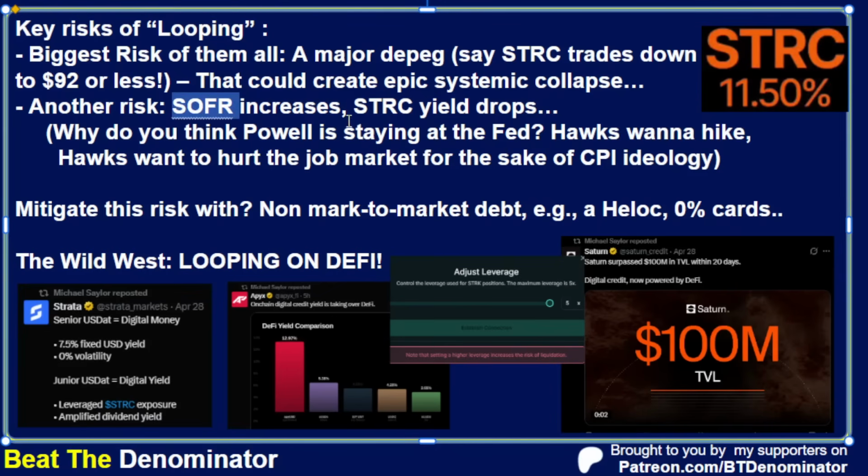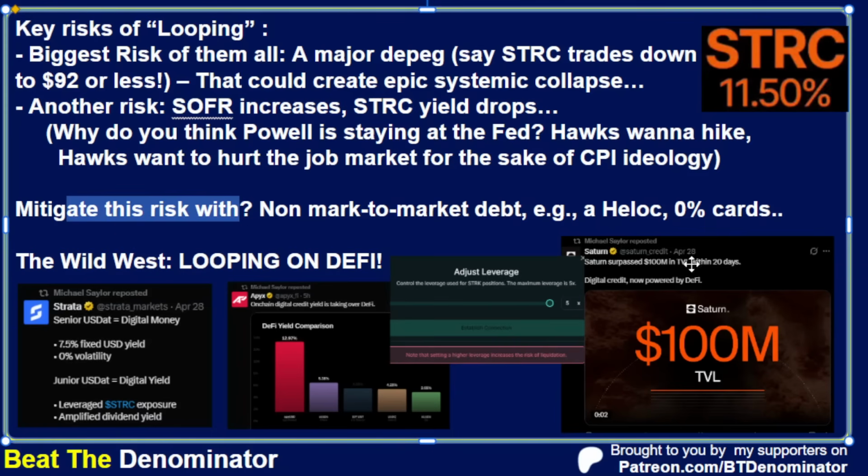SOFR could increase, and if SOFR increases at the same time as, I don't know, STRC gets insane demand from DeFi, then Saylor could drop the yield, and then you could be in a situation where you need to close the trade. Okay, so these are the risks. How do you mitigate this risk?